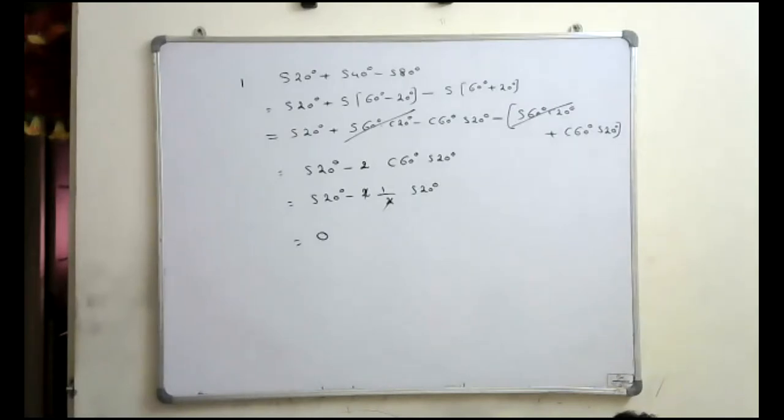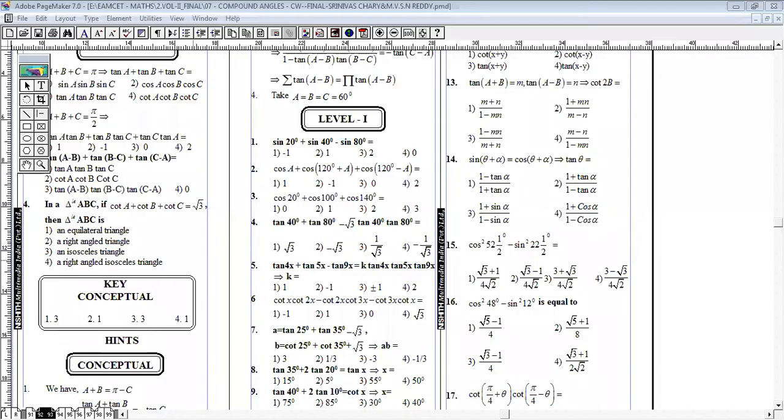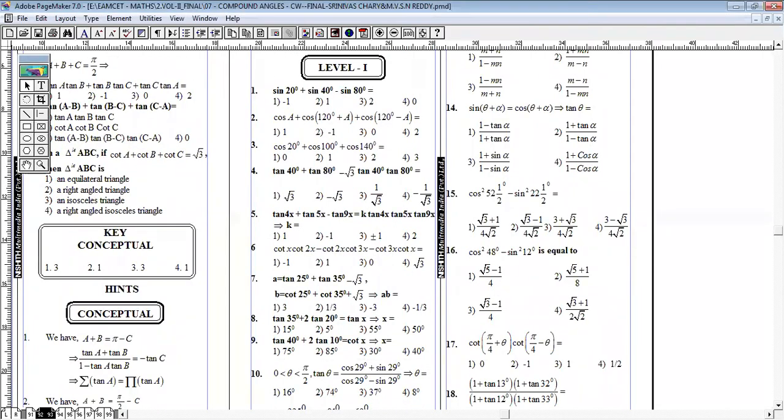Next, look at the next problem. Similarly, look at problem number 2. In this problem, you need not solve the problem because all the options are constants. All the options are constants means the answer doesn't depend upon the angle A. That's why we can keep any angle for A, and then you can get the same answer.